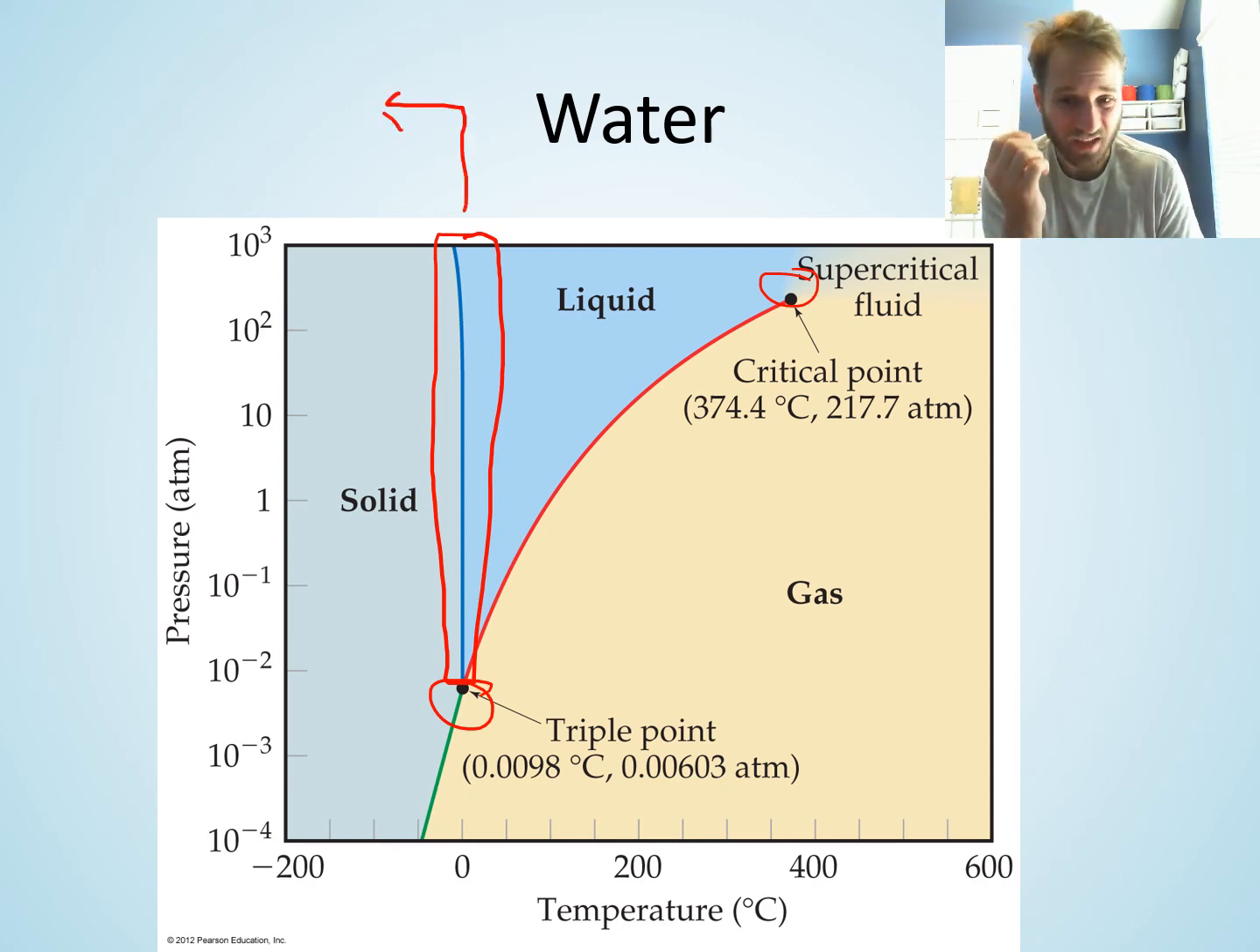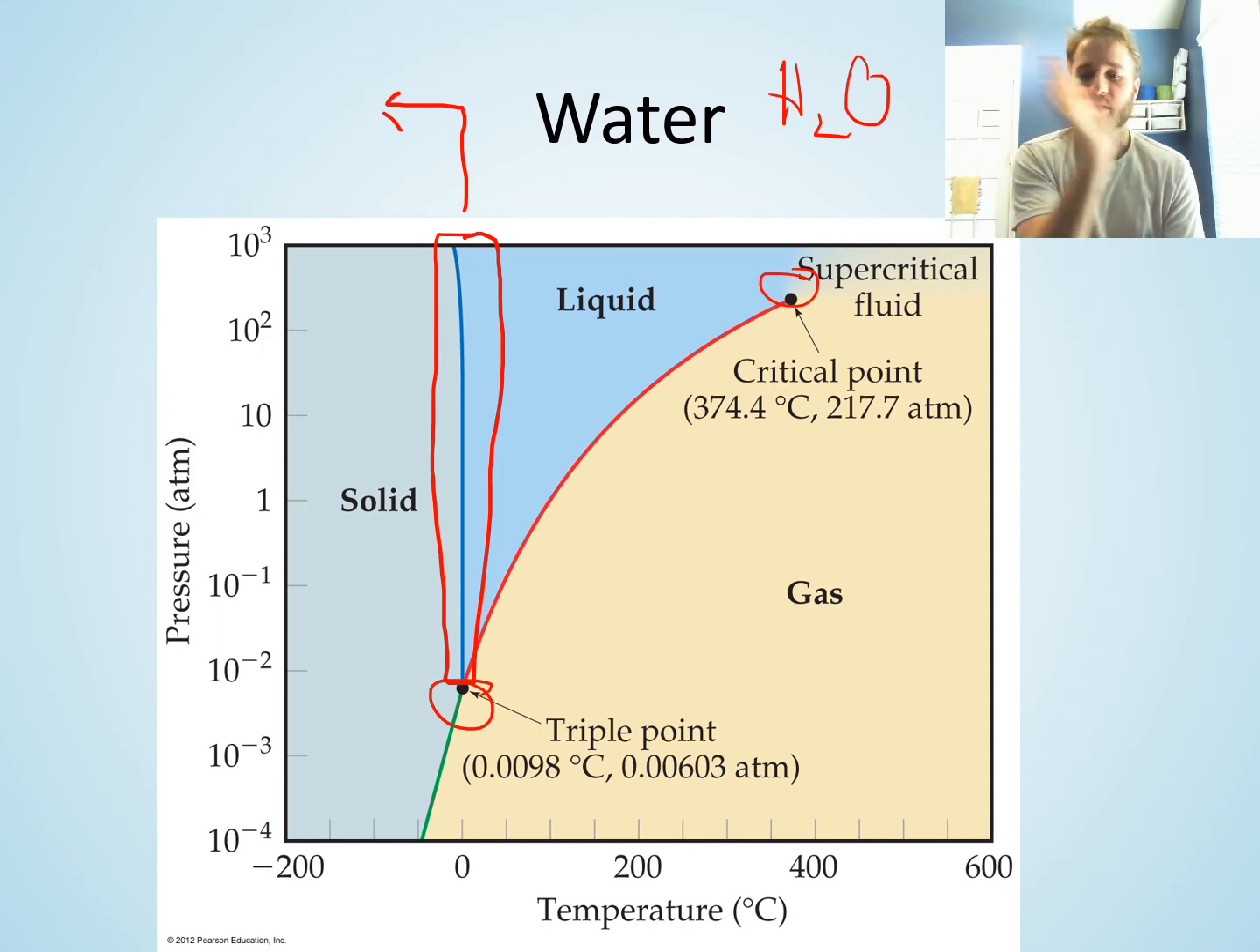Most species besides water, besides H2O, the solid-liquid line goes up and to the right. Water's line goes up to the left because the solid form of water, ice, is less dense than the liquid form. And this property of water is very, very important.